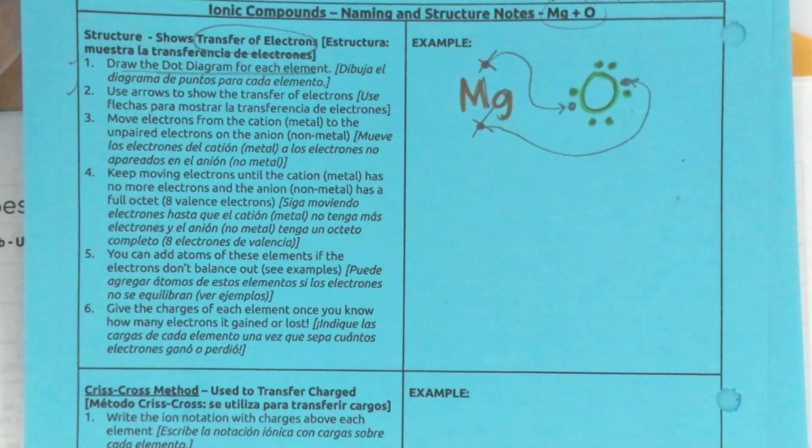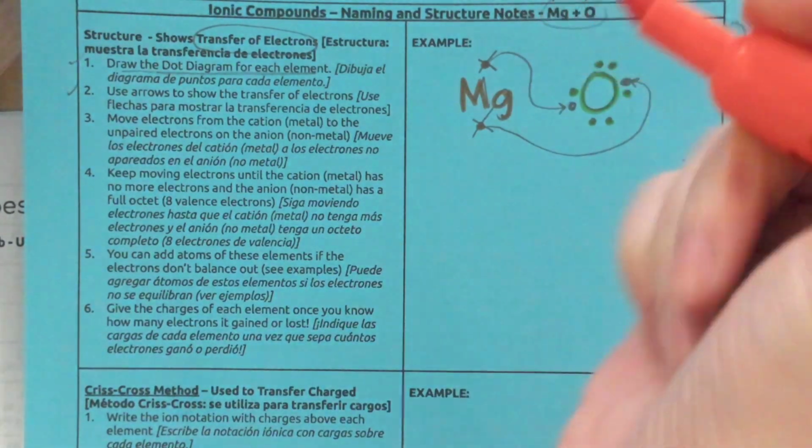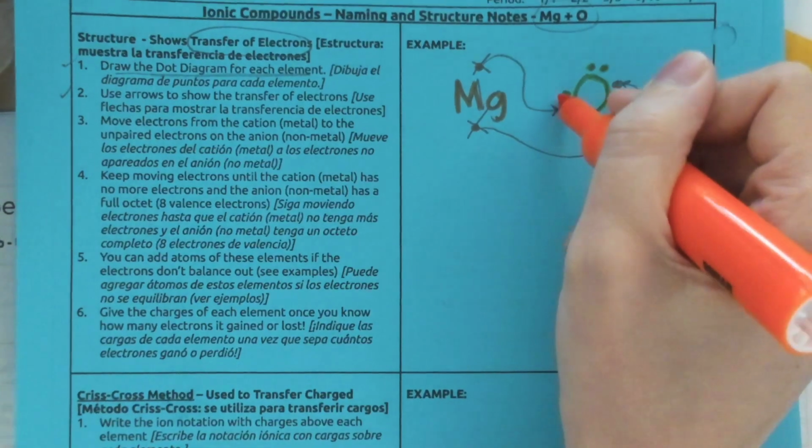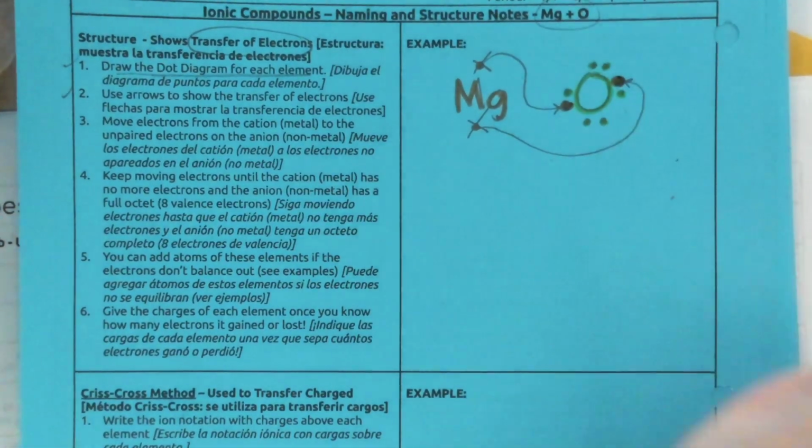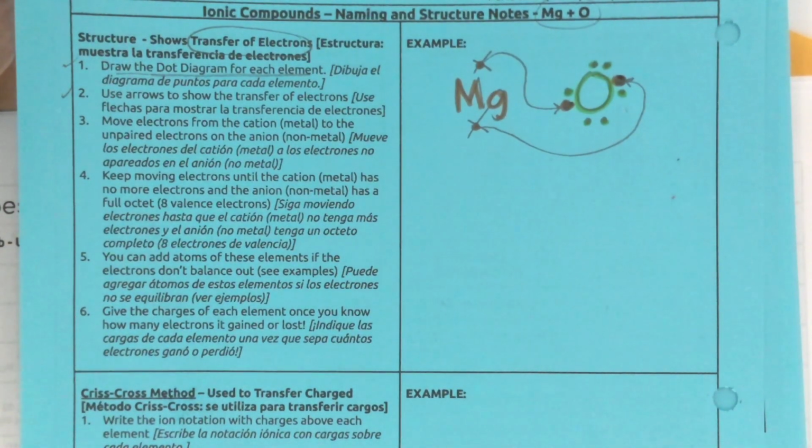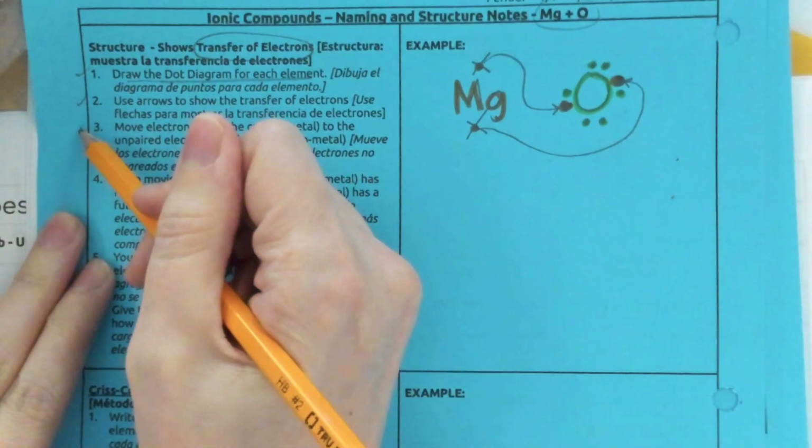Now to just really send this point home, I'm going to color code those dots on our oxygen using the color orange, just like they were on magnesium. I did not mean to make them larger. That's just kind of how that happened. So that is step 3.